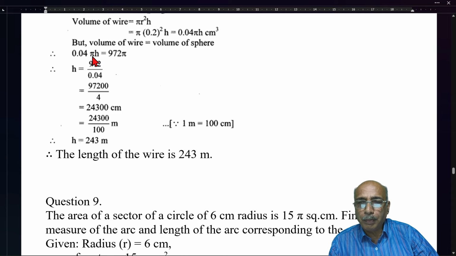0.04 pi h equals 972 pi. Pi will get cancelled. What is left? h. So 972 upon 0.04. Remove the decimal point and simplify it. You will get 24,300 centimeter, the value of h. Convert it into meter, so divide it by 100. You will get h equals 243 meter. The length of the wire is 243 meter.